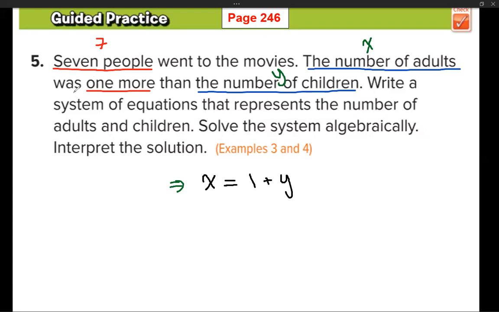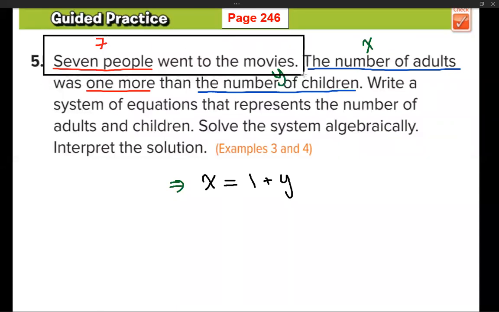Let's look at the first statement and see how we can represent it in an equation. 7 people went to the movies. But we now know that these people are not just people, they are adults and children. So 7 is the total number of adults and children. Like the previous equation, we can represent this as 7 equals the number of adults and the number of children together.